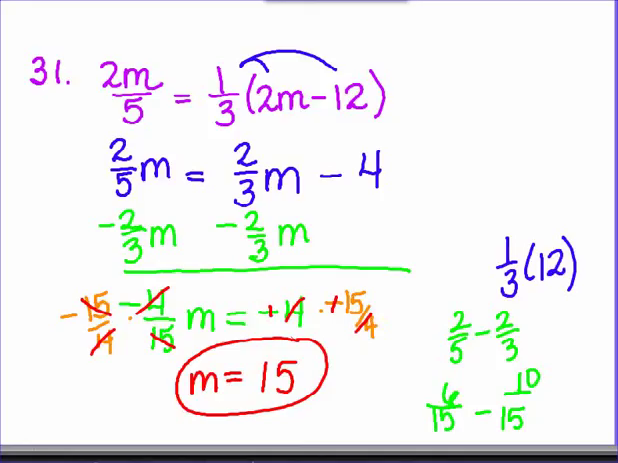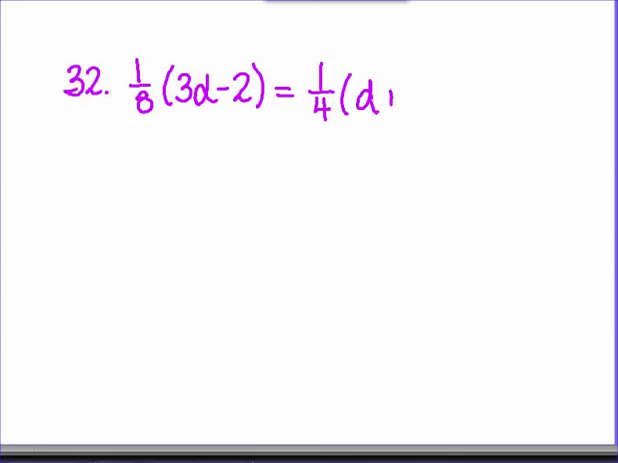How did 32 go? Bad? Okay, well then let's look at it. Let's see what we got on 32. We have 1/8 times 3d minus 2 equals 1/4 times d plus 5.